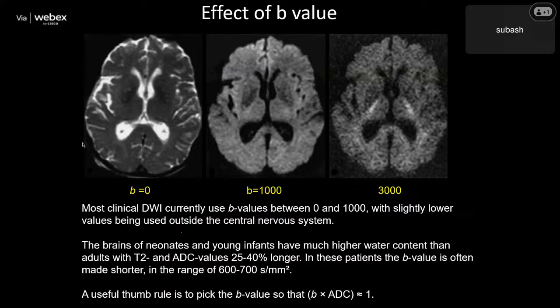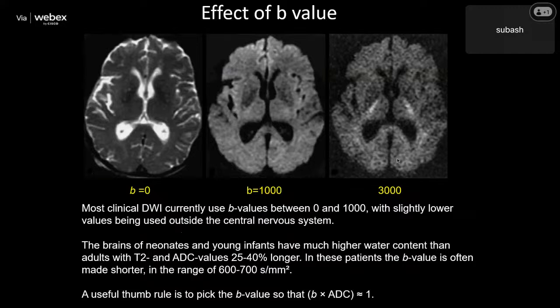You can see here an image where b is zero. You have not applied any diffusion sensitizing gradient, so this image is exactly like the T2 weighted image you saw earlier. And then you have a b factor of 1000. You can see there's a signal loss in all the areas which had high diffusion, because these ventricles have a lot of fluid, and fluids have high diffusion. So these molecules have left their original places, and this signal has become dark.